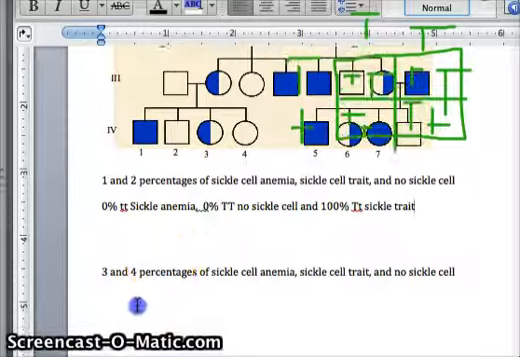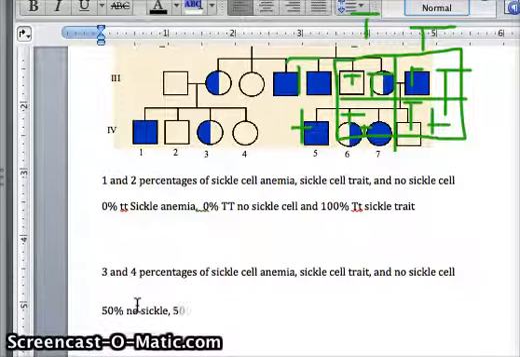So it'd be 50% no sickle, 50% for the trait, and 0% for sickle cell.